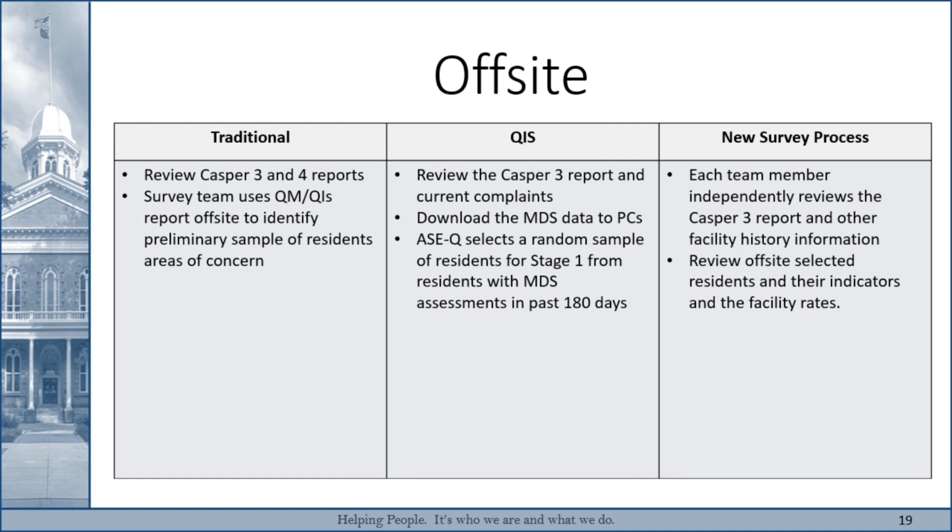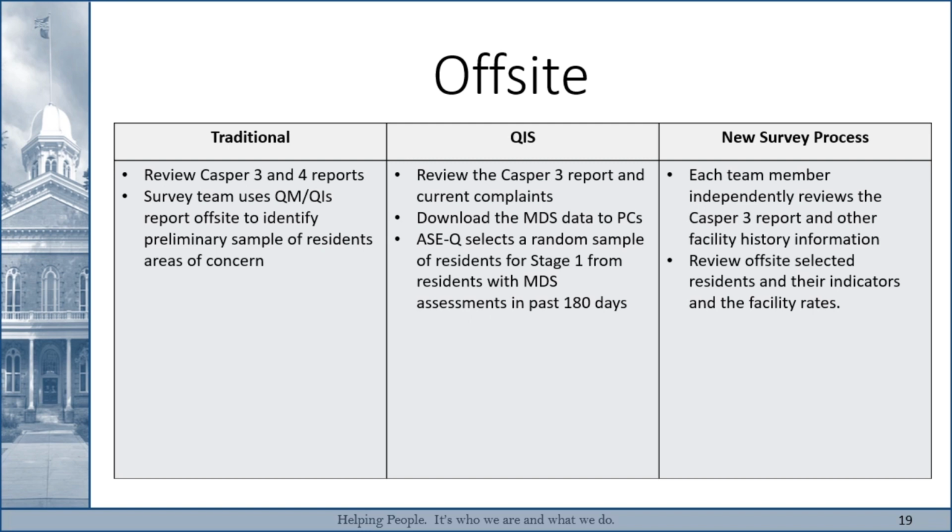All of the survey processes review facility history information to prepare for the survey. In addition, surveyors would review the off-site selected residents and facility rates during off-site preparation, which is similar to the traditional process. In the traditional process, review of CASPER 3 and 4 reports was performed. The survey team used QM and QI reports off-site to identify a preliminary sample of residents and areas of concern.